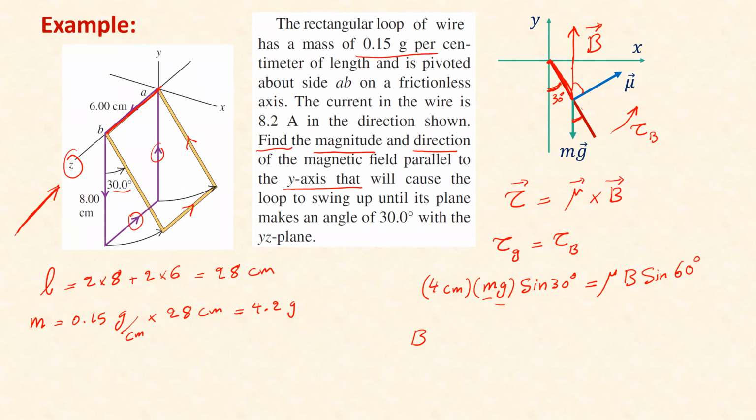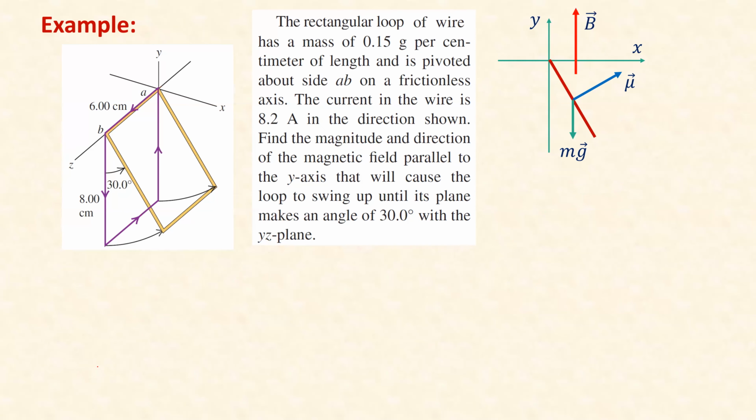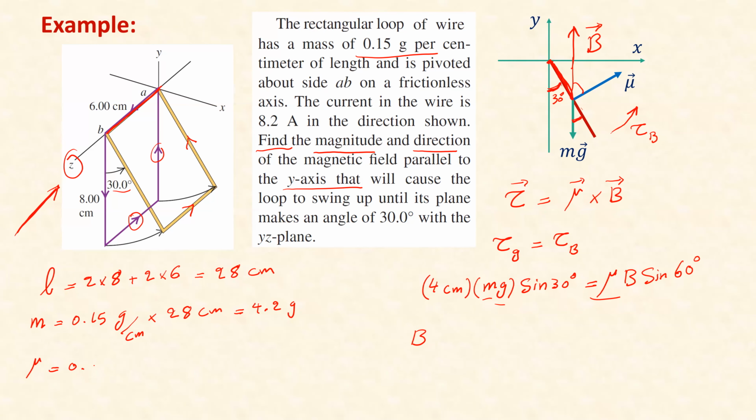And what is mu? Mu has a magnitude that is, what is mu? Anybody remembers? Number of turns, the current and area. That's right. The number of turns is what? NIA, yes, very good. Number of turns is 1, right? The area is the length times the width. So 0.06 times 0.08 meters, right?